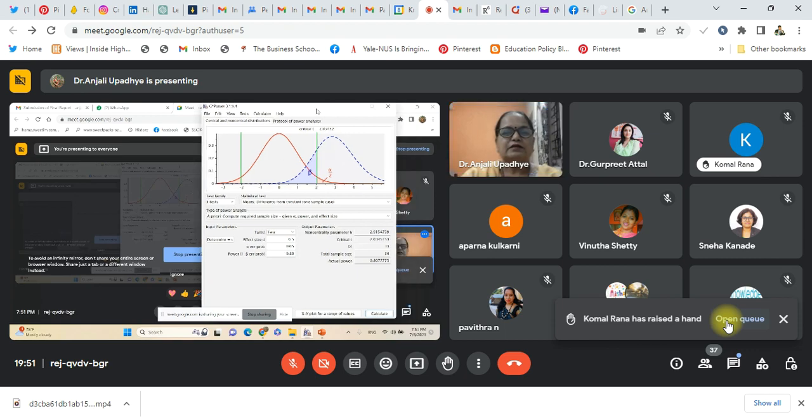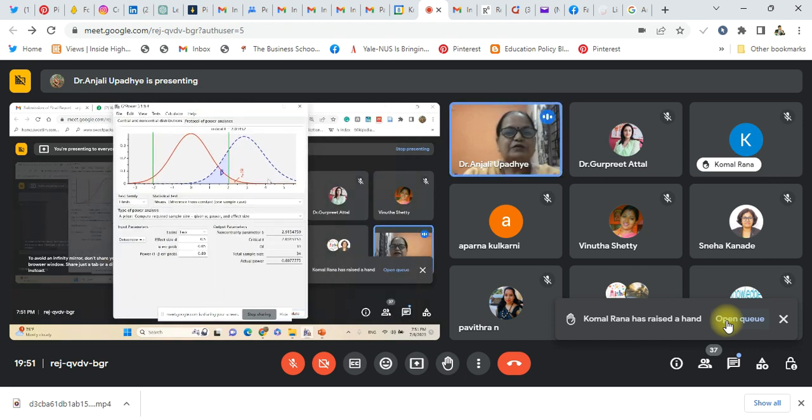Yes, ma'am. In this diagram, the red curve is my null hypothesis. Now you can see my data is normal data. That's why the red curve shows me the null hypothesis. Again, the blue line shows us the alternative hypothesis.